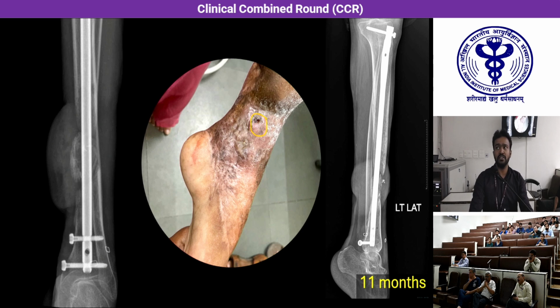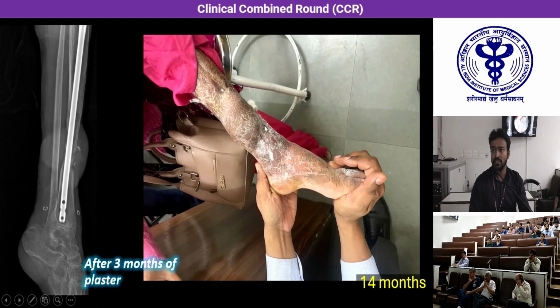But after the procedure, the patient has developed exposure of the screws, and on imaging we can see back out of the screw. So the screws are removed, and we have managed the patient on slab. But after 3 months of the plaster, the patient still has the issue of foot position, and there is no union, as you can see on this side.